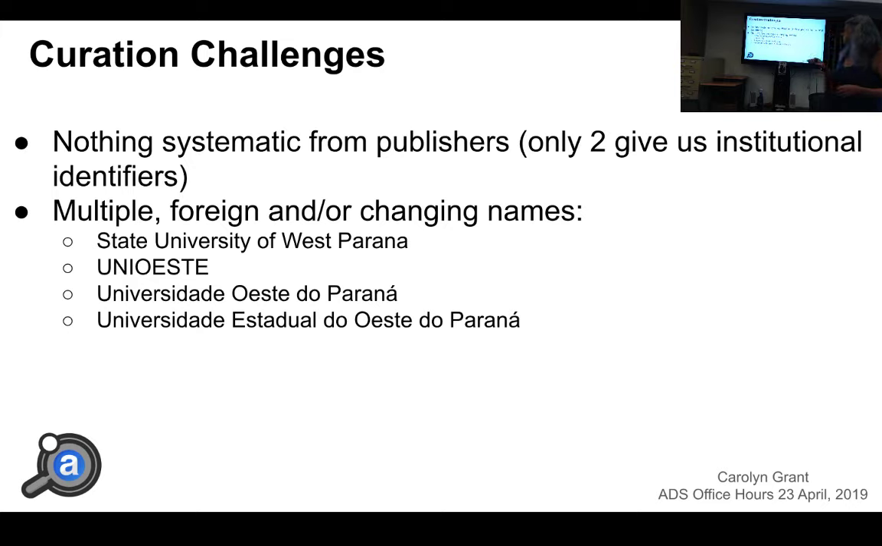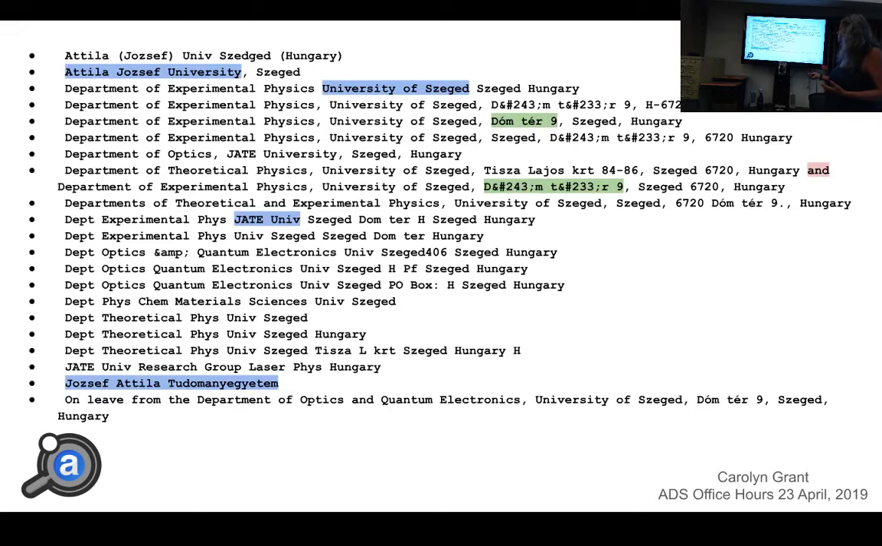And then there are the different name changes: places merge, places split, places change names, places have abbreviations, places have foreign language equivalents. So you want to be able to do it well so that searching any of these different instances will give you the same results.